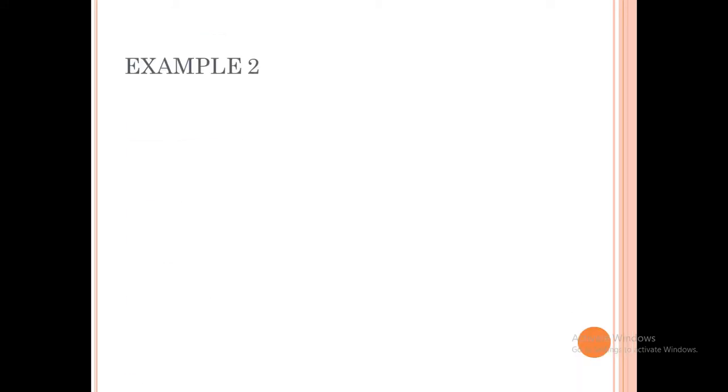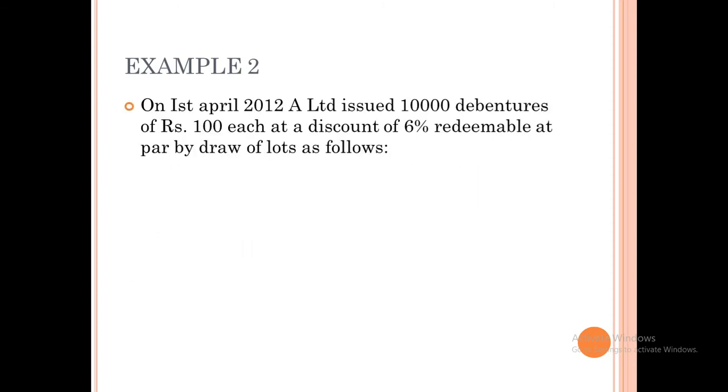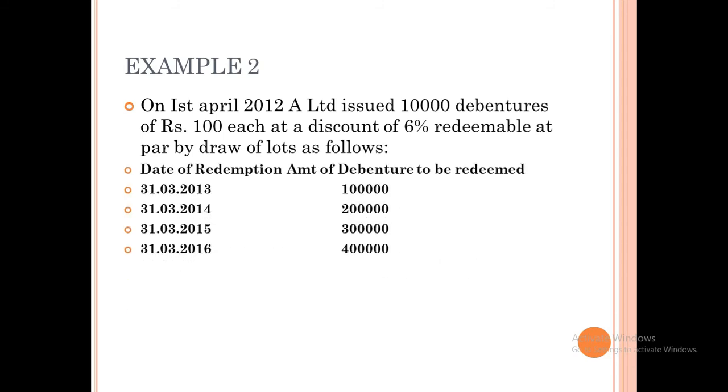Now let us take another example. On 1st April 2012, A Limited issued 10,000 debentures of ₹100 each at a discount of 6%, redeemable at par by draw of lots as follows. The date of redemption is given and the amount of debentures is given. So in this year, 1 lakh debentures were redeemed. In 2014, 2 lakhs, 15, 3 lakhs and 16, 4 lakhs.